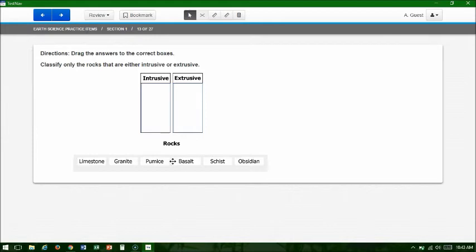If you are formed from magma deep within the ground, like granite, that's an intrusive igneous rock. But if instead you are formed on the Earth's surface, typically from volcanic lava that cools, then you are extrusive. So pumice, basalt, and obsidian are all examples of extrusive igneous rocks.